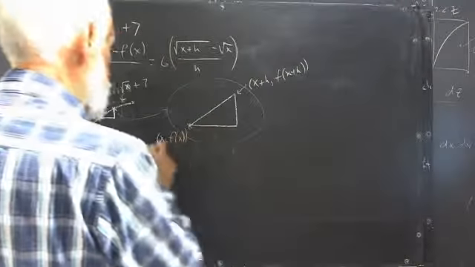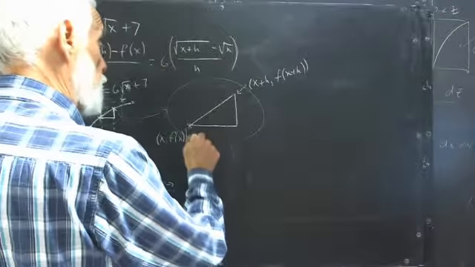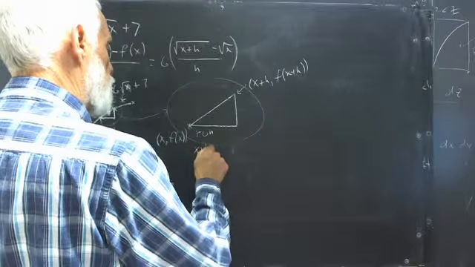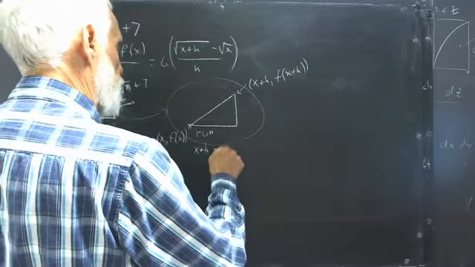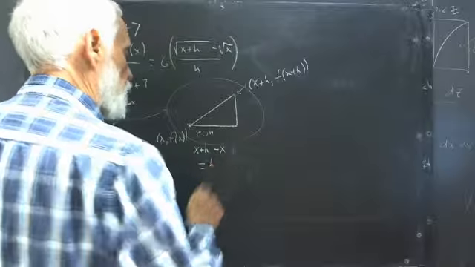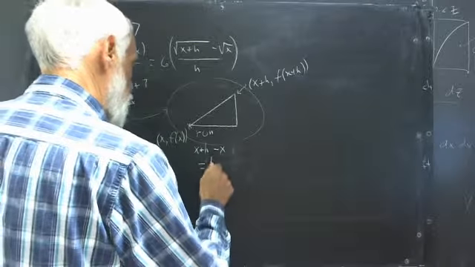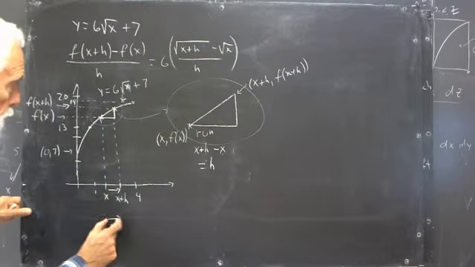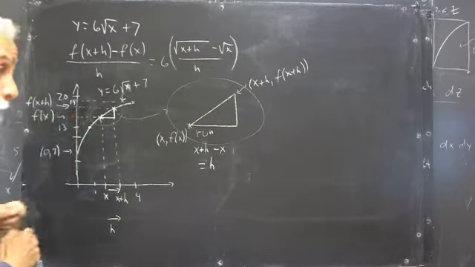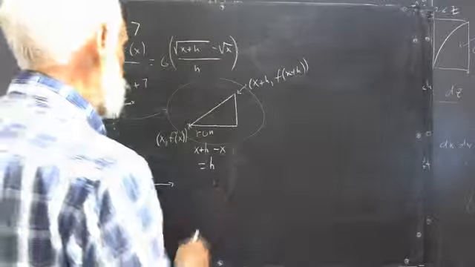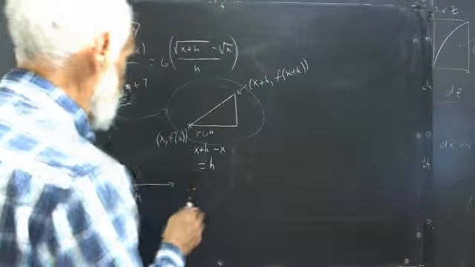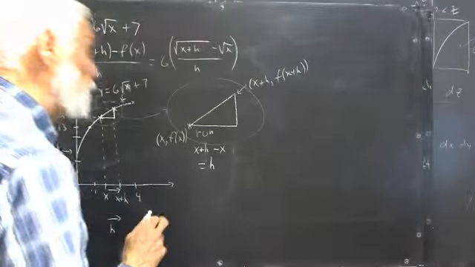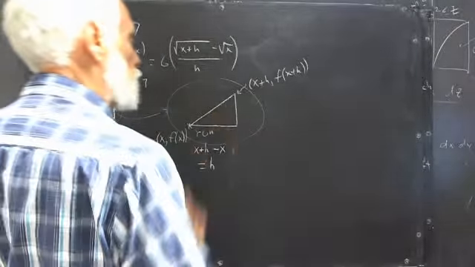Okay, the run is from x to x plus h. So the run is x plus h minus x. And of course, that's just h. And if you go back to this picture, h is this displacement, which is the same as this run. So there's no surprise, if you think about it, that if you subtract this coordinate from this coordinate, you do get h.